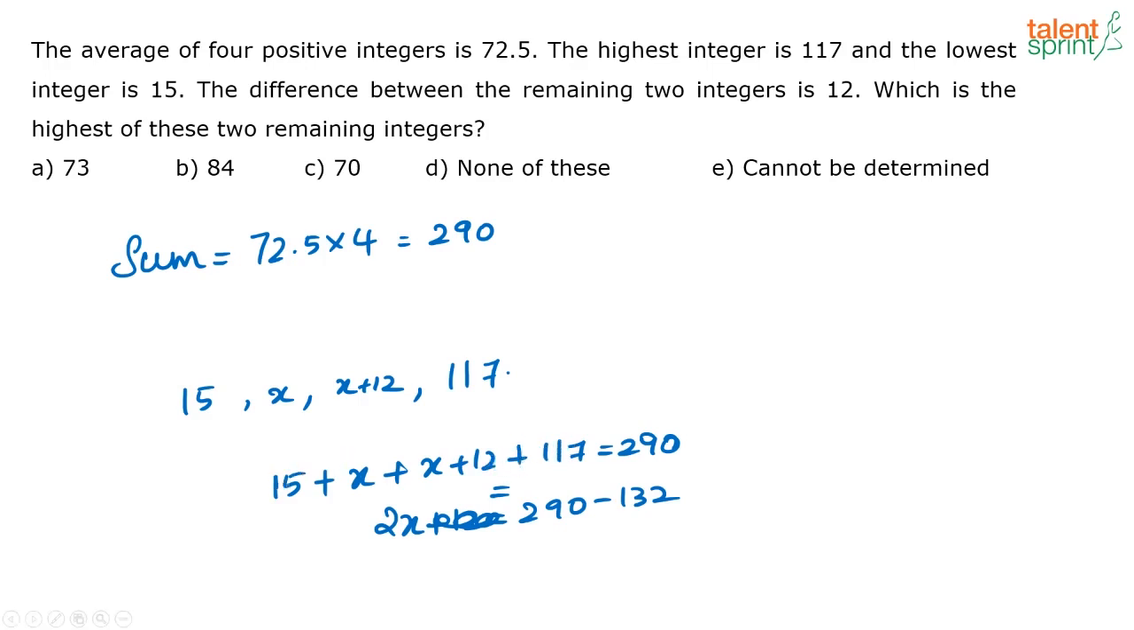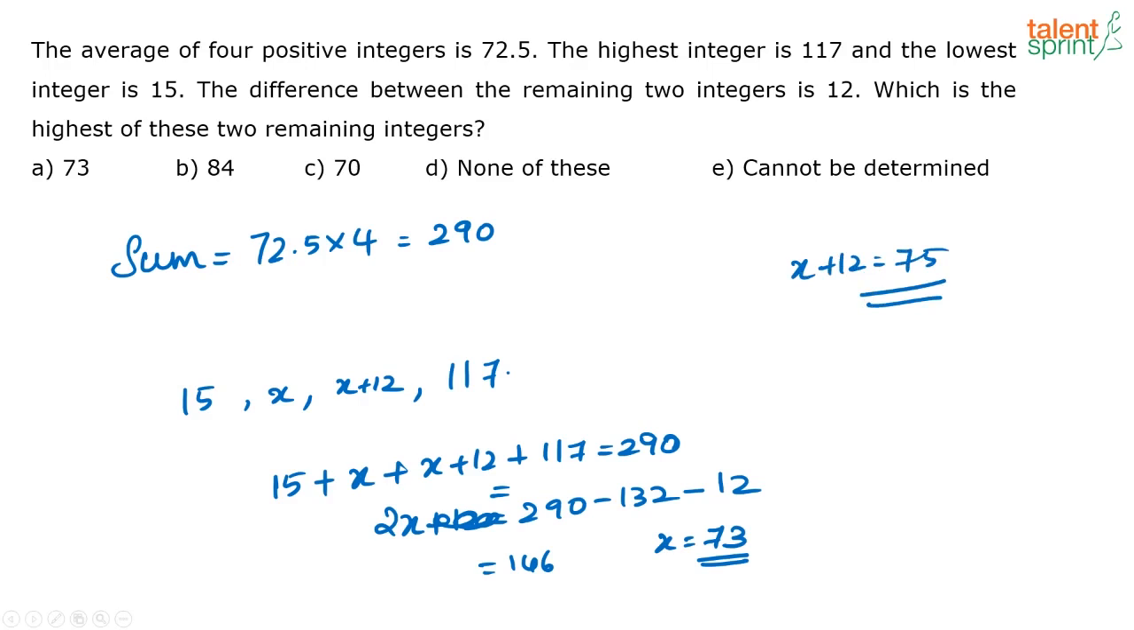Then you have to add 12 also. So again 1 minus 12. So when you do this, you get 2x is equal to 146, or you get x is equal to 73. So if x is equal to 73, what is the value of x plus 12? X plus 12 has to be 85.